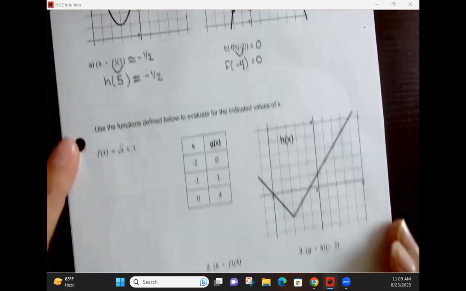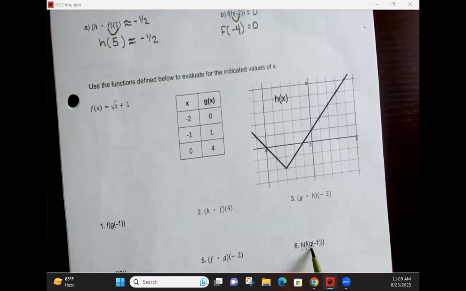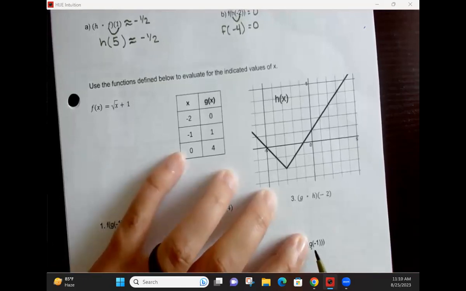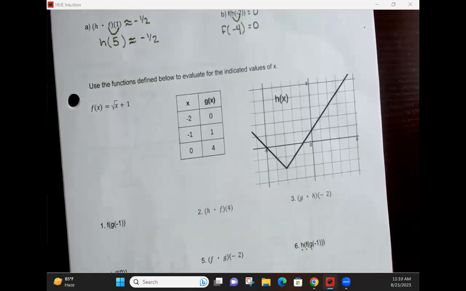I want you to notice at the bottom, number 6, these are your practice problems for tonight. Number 6 has 3 functions. It works the same way. Start with the inside, find g of negative 1. Then whatever you get, find f of that number. Then whatever you get, find h of that number. So we can do this with more than 2 functions as well, okay?